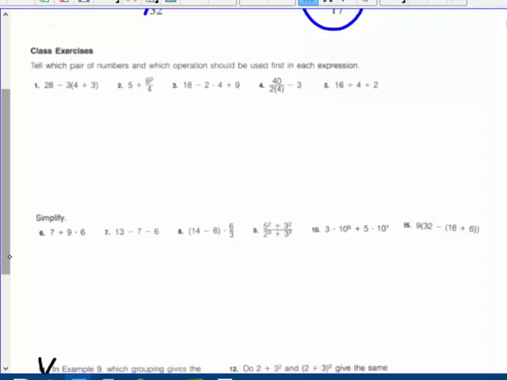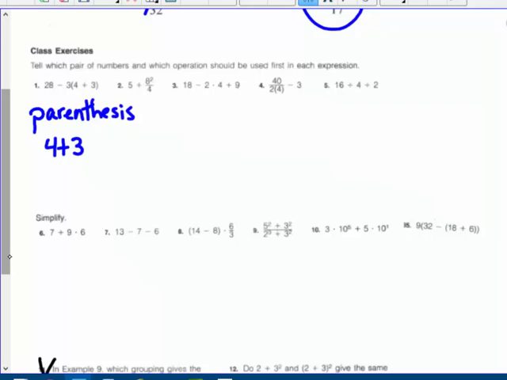So example number 1, I see that I have to tell which pair of numbers and which operation should be used first in each expression. Well, I have a subtract, multiply, and parentheses. So, of course, the operation parentheses is going to come first here. And which pair of numbers? I'm going to do the adding, 4 plus 3. I'm not actually solving these first couple ones.